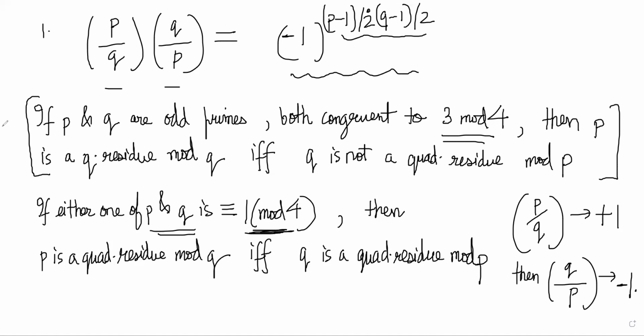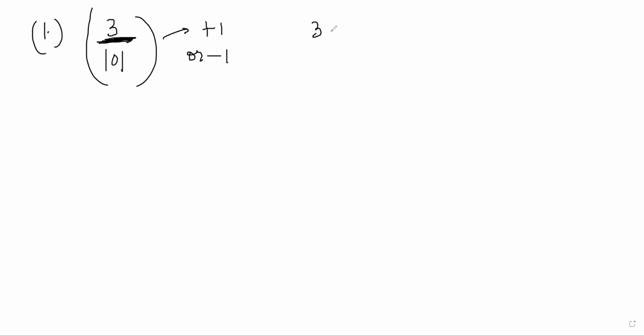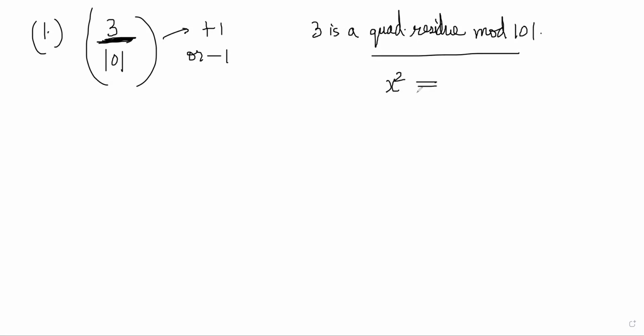So now let's look at some particular problems and apply what we have learned so far, right? So first of all, let's try to find out what is the Legendre symbol of 3 over 101, right? So what is the question meaning here? This can be either +1 or -1 depending on whether 3 is a quadratic residue mod 101, right? Now that means we have to check this equation. Is it possible for some integer x to have x square congruent to 3 mod 101, right?